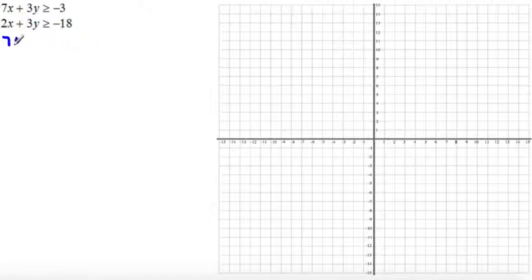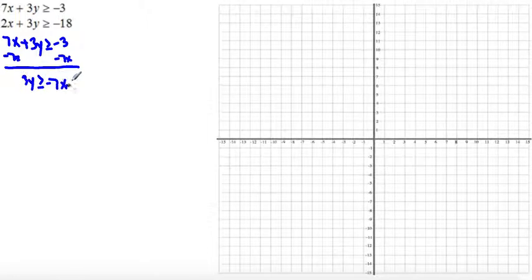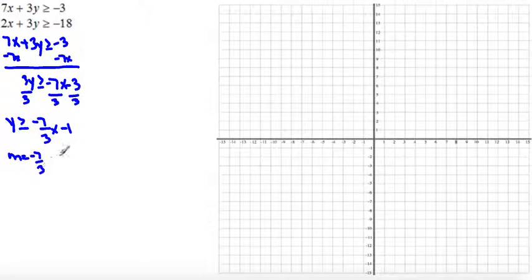So I'm going to rewrite the first one, 7x plus 3y is greater than or equal to negative 3. So I subtract 7x on both sides. So if 3y is greater than or equal to negative 7x minus 3, I have to get y by itself, so divide both sides by 3. So then I have y is greater than or equal to negative 7/3 x minus 1. So my slope here is negative 7/3, and my y-intercept is negative 1.